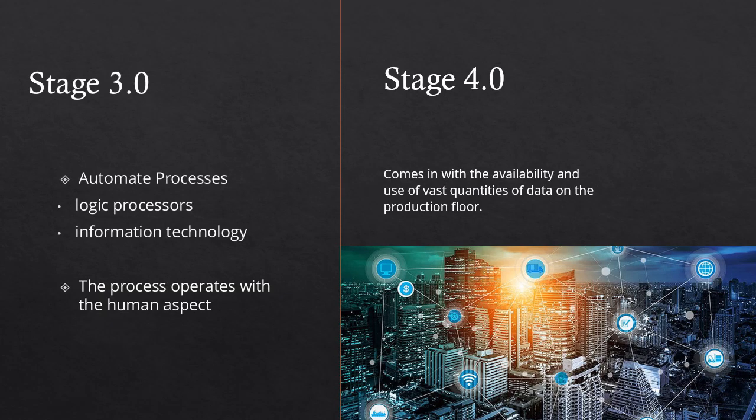As you could see in the last slide, there are some similarities between stage 3 and stage number 4. They both involve a lot of processes about computers and automation. So let's see actually what is the difference between these two stages. In stage number 3, we automate processes using logic processors and information technology. The process can often operate largely without human interference, but pretty much there is always a human aspect behind it. But stage number 4 comes in with the availability and use of vast quantities of data on the production floor.